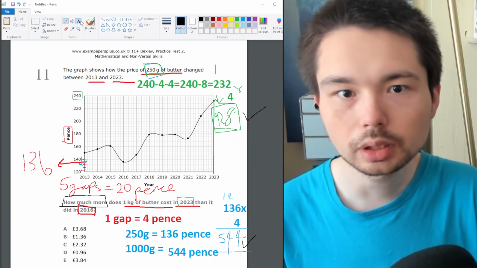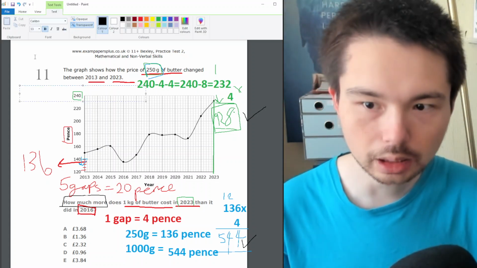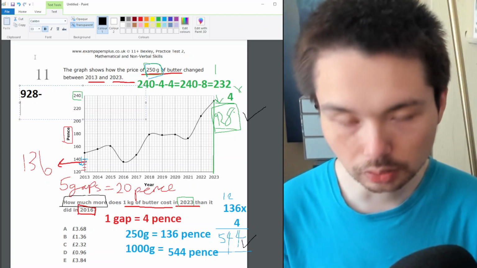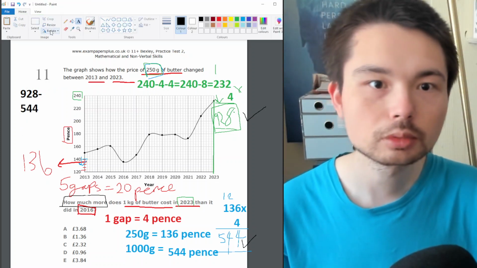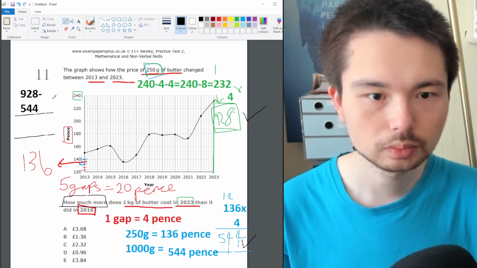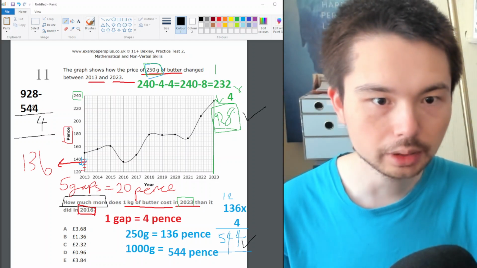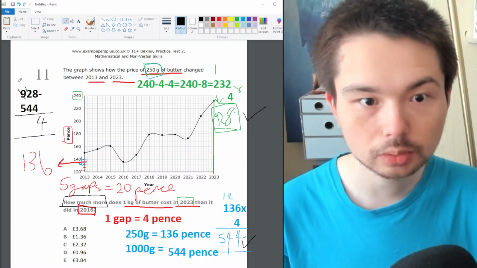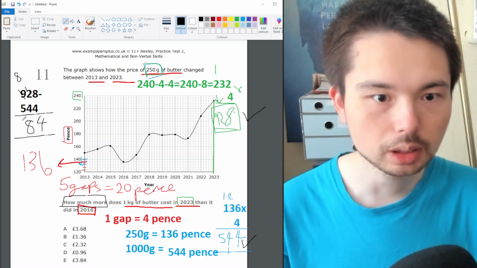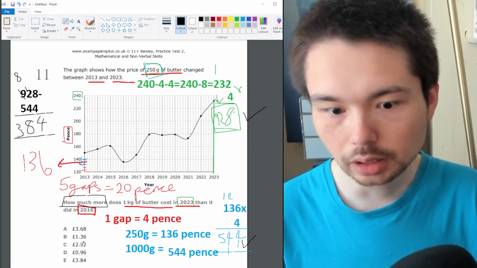And we work out the difference. So you can pause the video now and do it. 928 minus 544 equals what? 5 seconds. 4. 2 minus 4 we can't do. Let's borrow. Cross it off. 12 minus 4 is 8. 8 minus 5, 3. So £3.84 should be there.